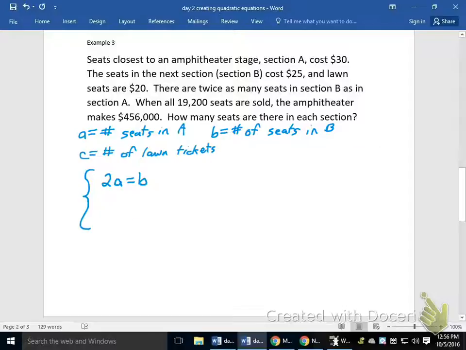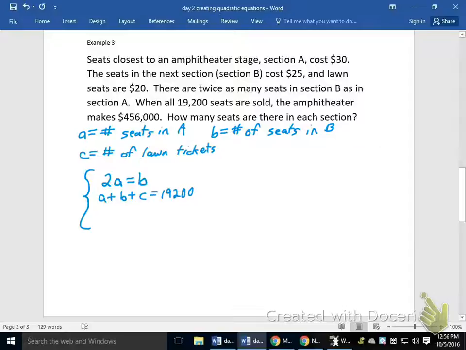All right, now let's go ahead and move to this little fact. When all 19,200 seats are sold, that's the total number of seats. That's if you did A plus B plus C. That would equal 19,200.